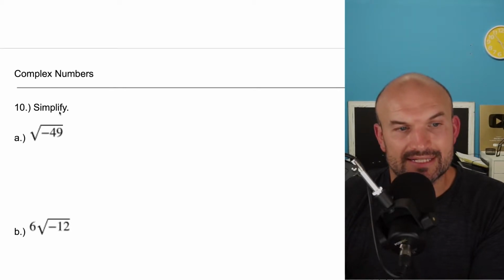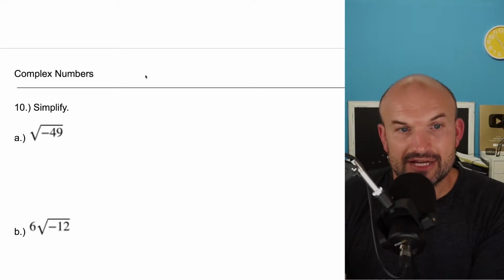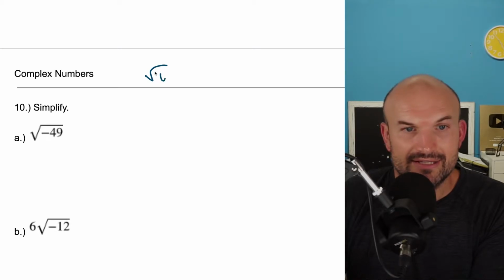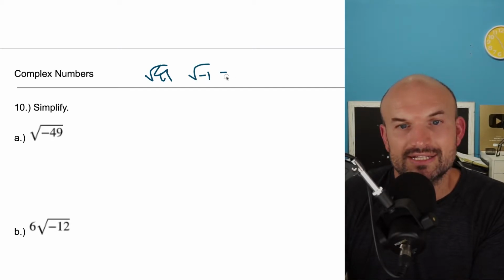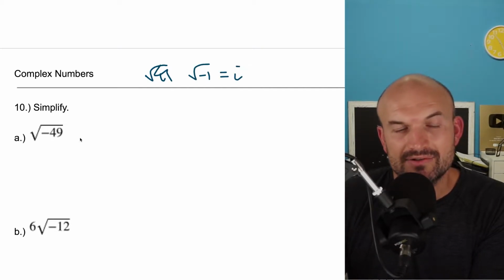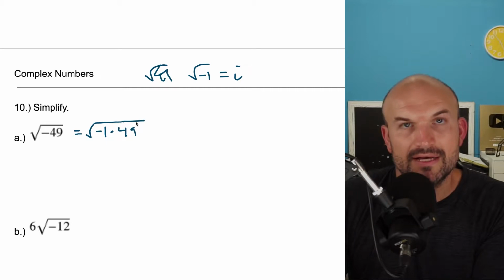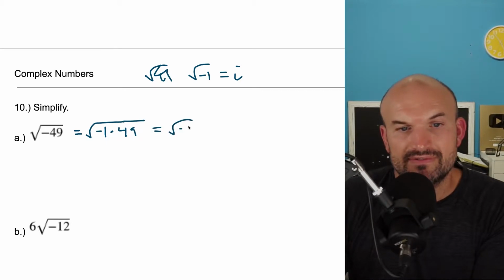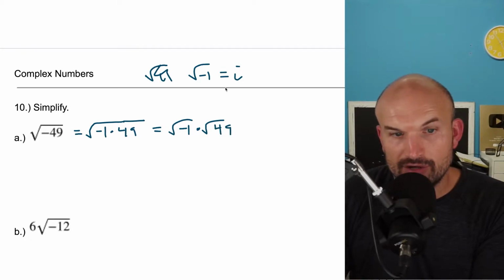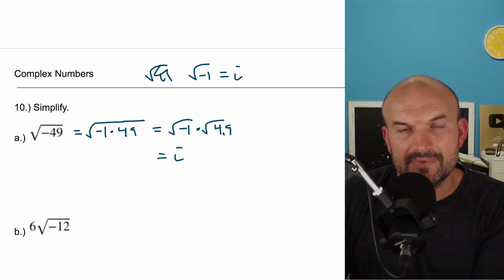All right, so the main thing we want to understand is the imaginary unit. The square root of -1 is going to equal i. So what I always like to do in a problem like this is remember you can always rewrite this as -1 times 49. Now we can break that up and do the square root of -1 times the square root of 49. Well, the square root of -1, we said, is our imaginary unit, which is i, and the square root of 49 is going to be 7.